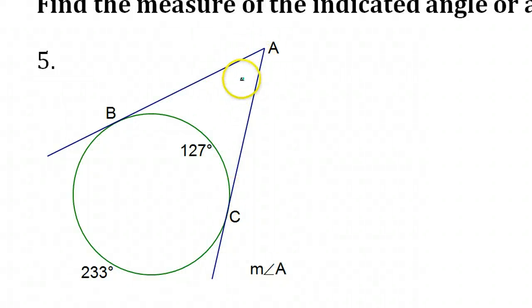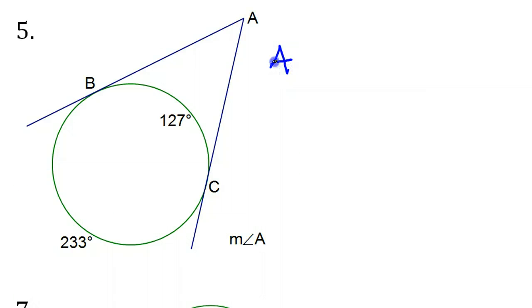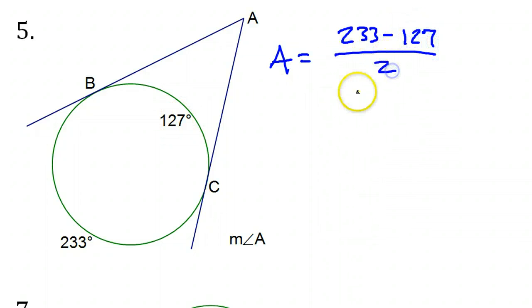So, for number 5, this angle, A, touches the circle at points B and C. And it separates the circle into the smaller arc, BC, which is 127, and this larger arc, the major arc, that's 233. So the angle is going to equal the big arc minus the small arc divided by 2.